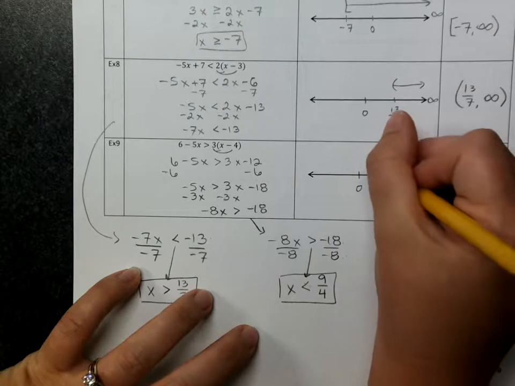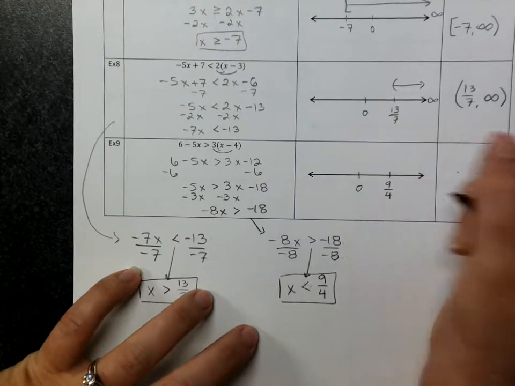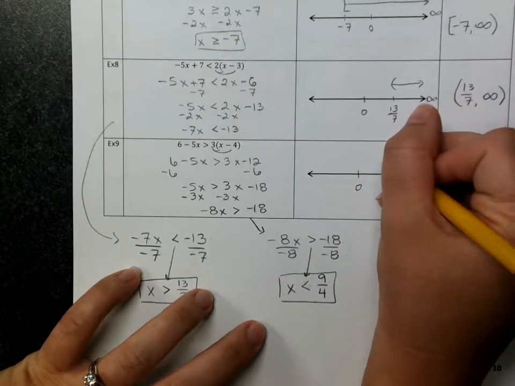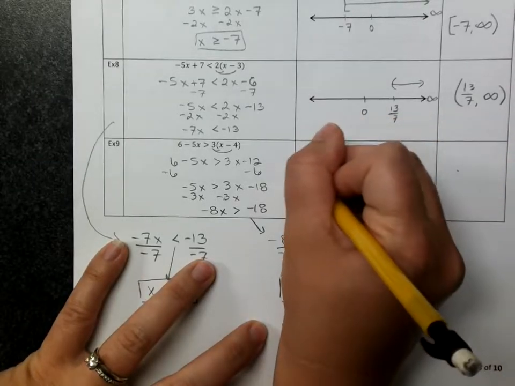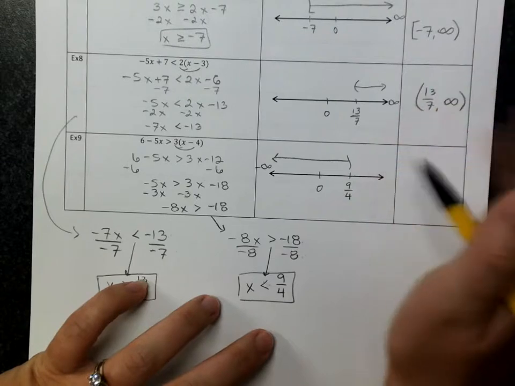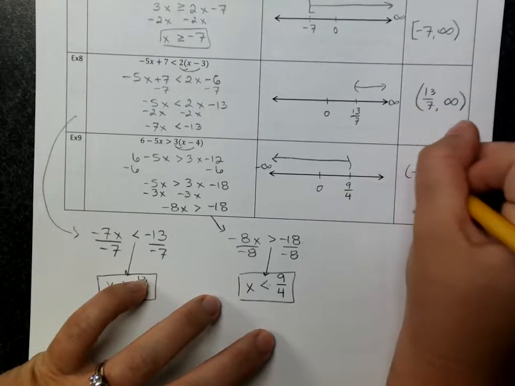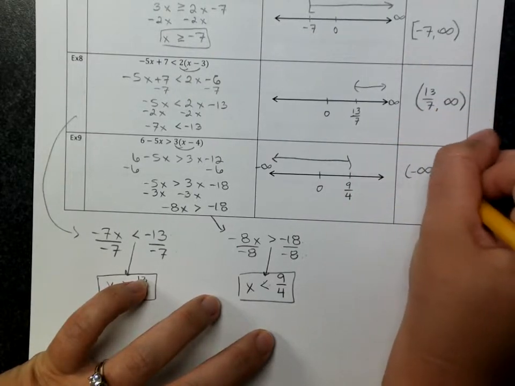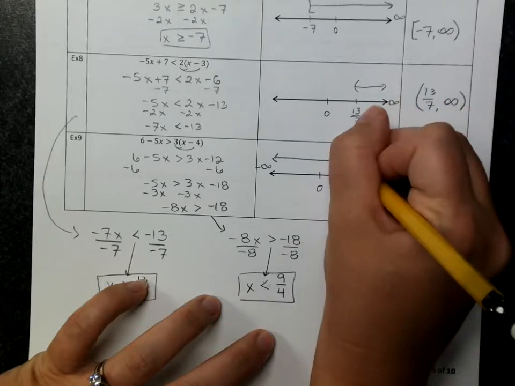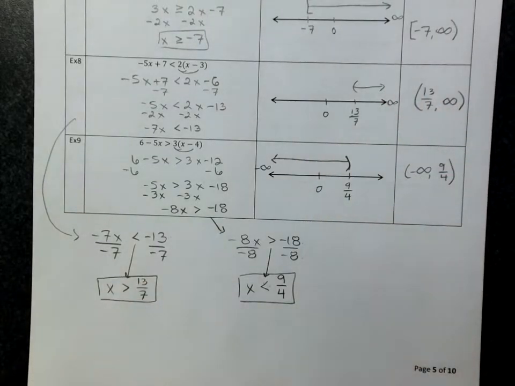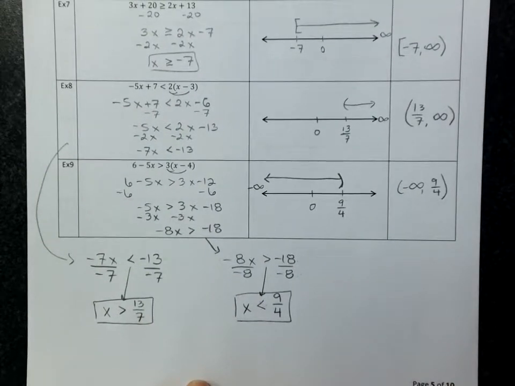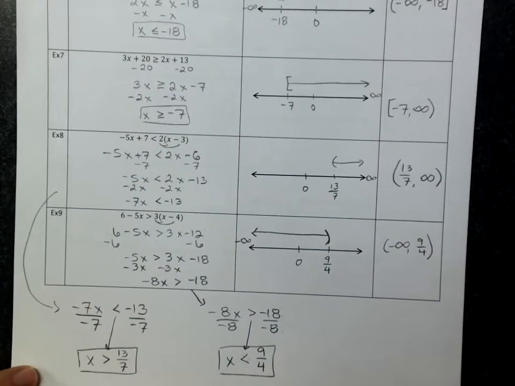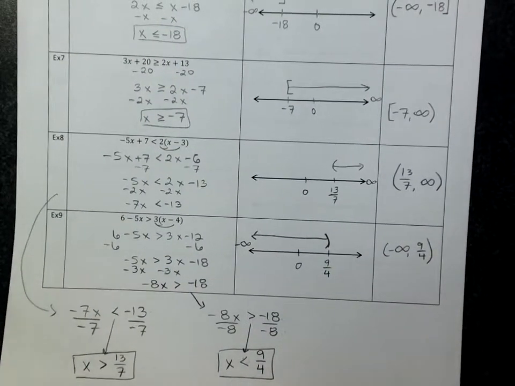So there's your 0. There's your 9 over 4. Less than, and go to the left. Point to the left towards negative infinity. And your interval would be negative infinity to 9 over 4 with the smooth parentheses. So again, they can get a little complicated, so just keep up with where you're working and keep variables to the left, constants to the right.